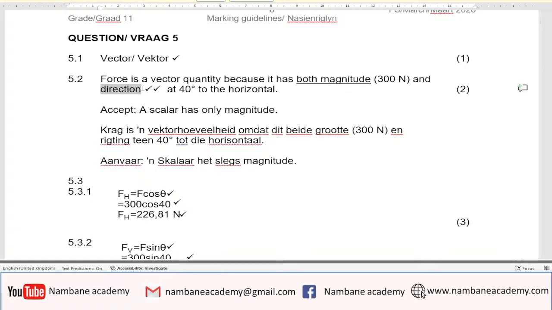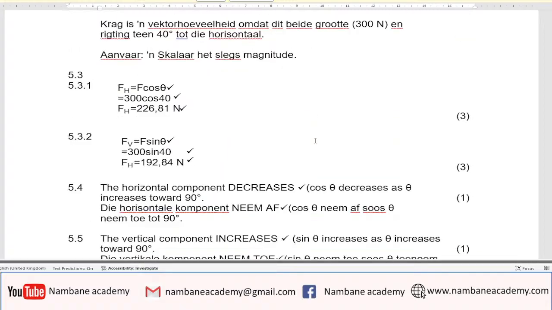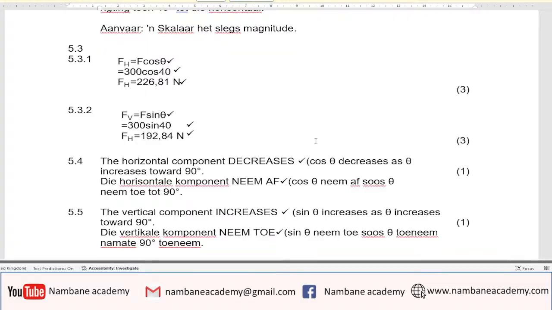Then 5.3, calculate the following. 5.3.1, the horizontal component, which is written in the memo as FH equals F cos theta, which is 300 cos 40, giving an answer of 226.81 newton. 5.3.2, the vertical component, which is written as FV equals F sine theta, which equals 300 sine 40, giving an answer of 192.84 newton.